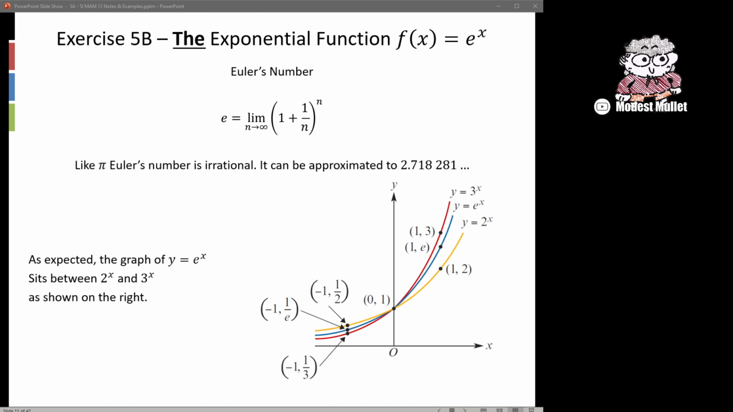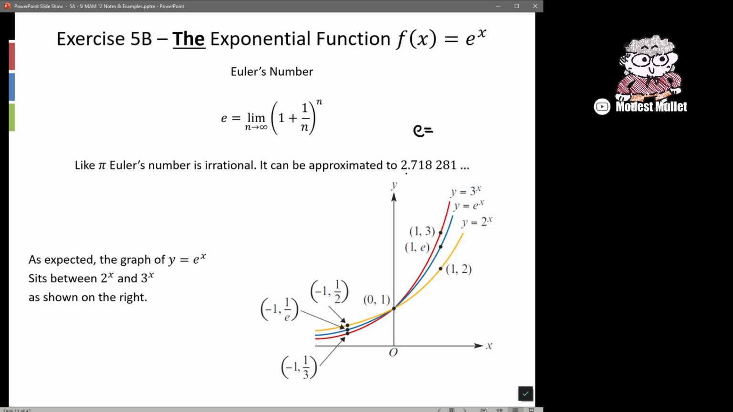Hello all and welcome to this video where we look at the exponential function, as they call it in the textbook. It's just another exponential function where our base is e. Now what is e? E most simply is just a number. Just like pi is just a number, e is just a number.